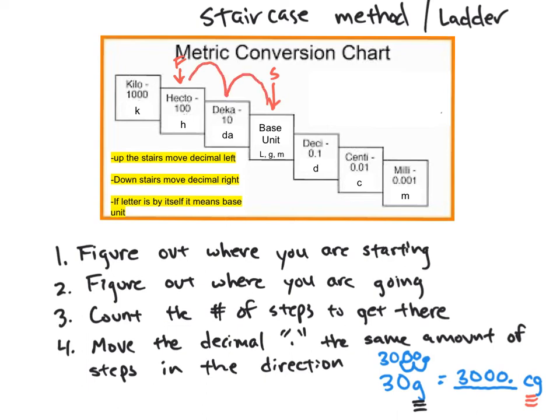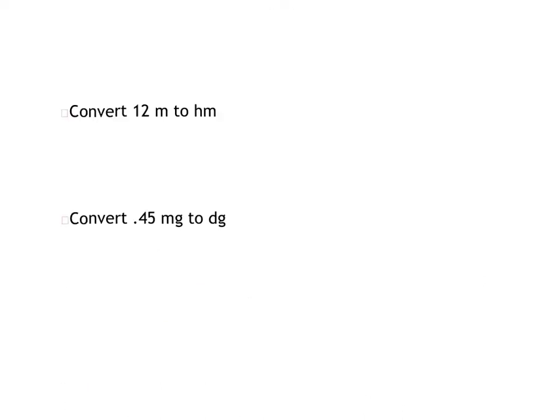1, 2. I took 2 steps left. Okay, we got to figure out where we're going and where we started. So let's go over here. I'm starting right here, and I'm finishing right here. Okay, how many steps is that? 1, 2 steps to the left. All right, so we're going to go from 12 meters to hectometers.